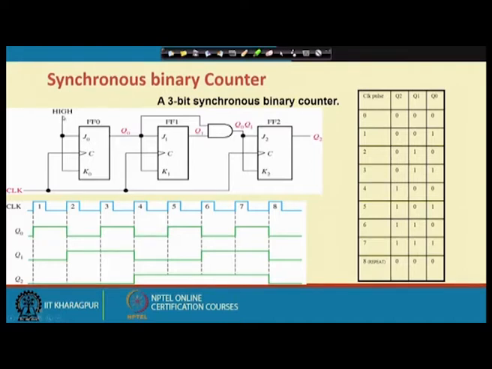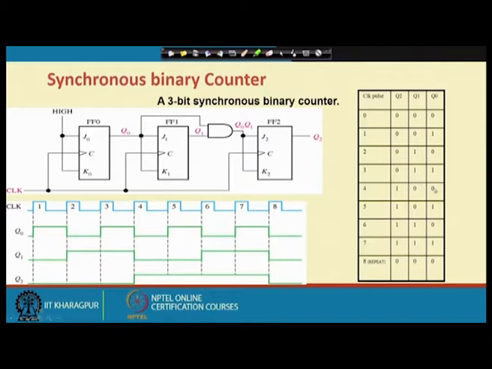Now, in the connection pattern, at every clock pulse flip flop 0 should toggle. Flip flop 1 should toggle if flip flop 0 was equal to 1. If you look into this counting sequence, flip flop 0 toggles at every clock. Flip flop 1, Q1, changes state only when Q0 was equal to 1 at the previous time. So whenever this is equal to 1, it makes a transition. Similarly, this is equal to 1, it makes a transition.